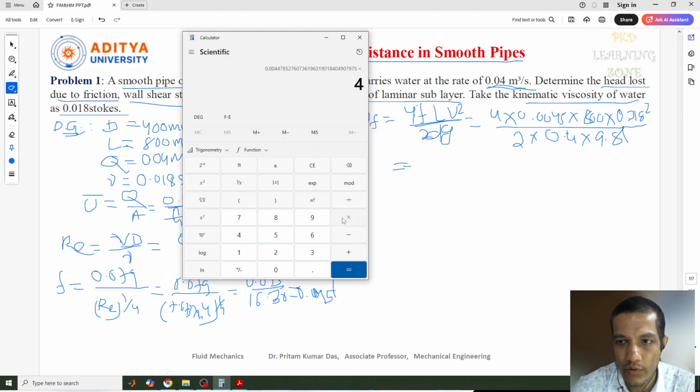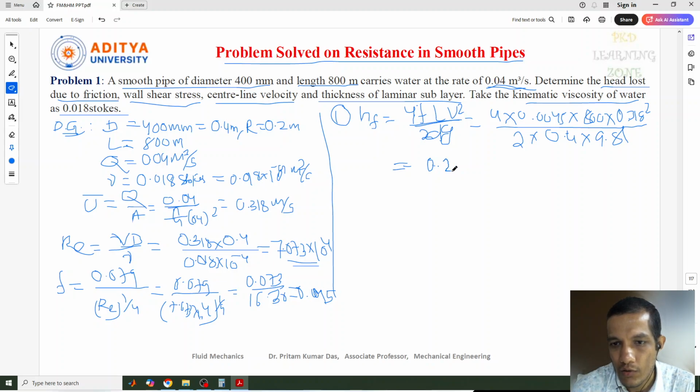So 0.0045 into 4 into 800 into 0.318 into 0.318, divided by bracket start 2 into 0.4 into 9.81 bracket close. Let's complete it. So 0.184 is the value of head loss, which we can write as near about 0.2 meter. Exactly we are getting 0.184 meter, but I have written it as 0.2 meter. This is the head lost due to friction.